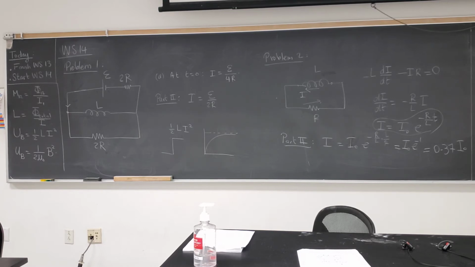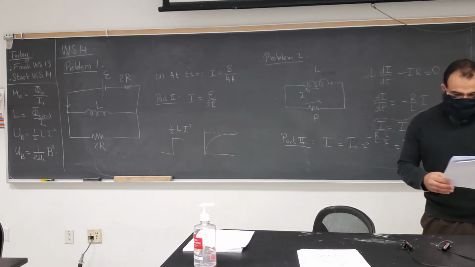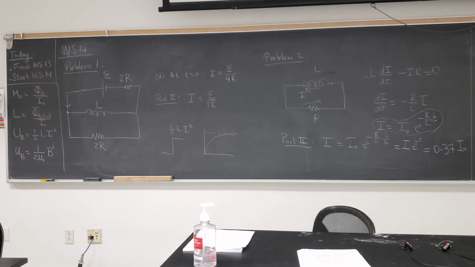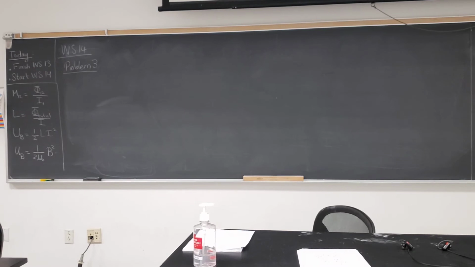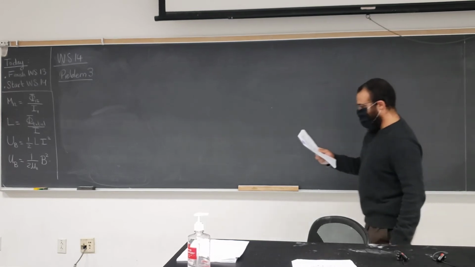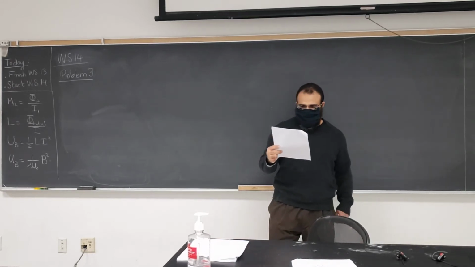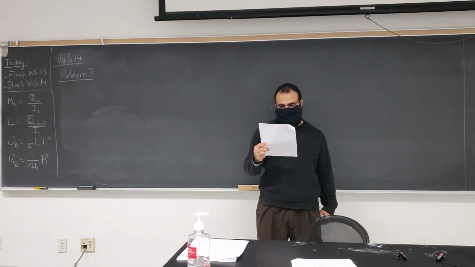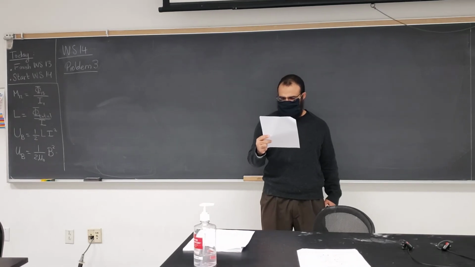So let's, can I erase this board? So let me erase the board, and let's please read problem 3. So in problem 3 it says, in the circuit shown above, it's actually to the side, right, not above, an ideal inductor of inductance L is connected to a resistor R. So just like we had in the previous problem.